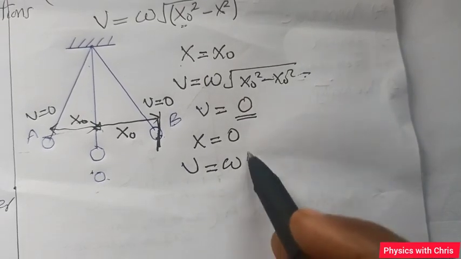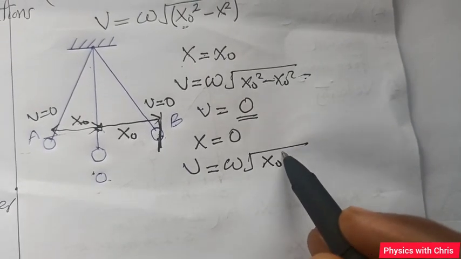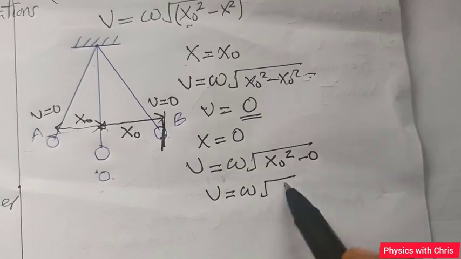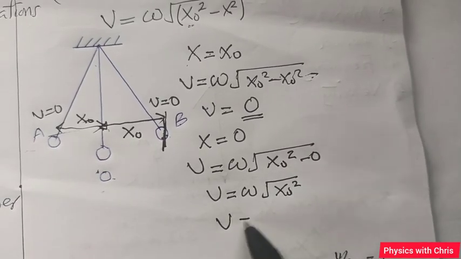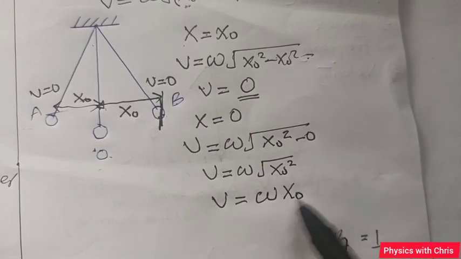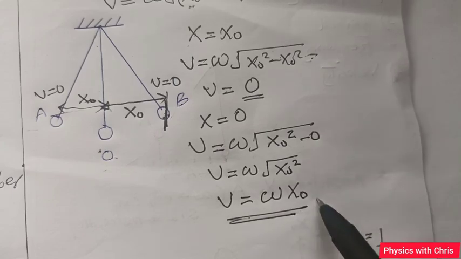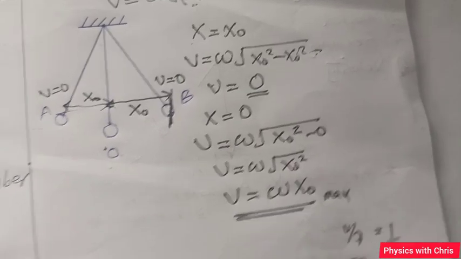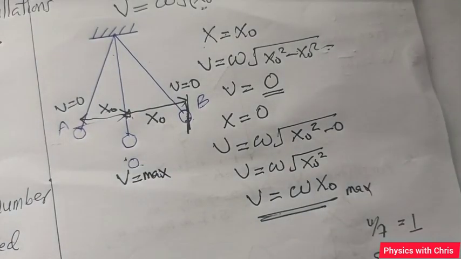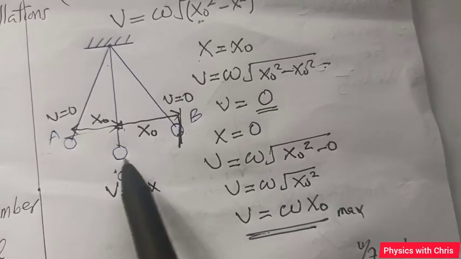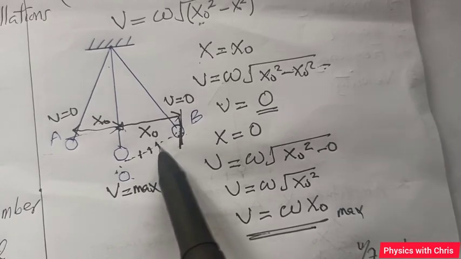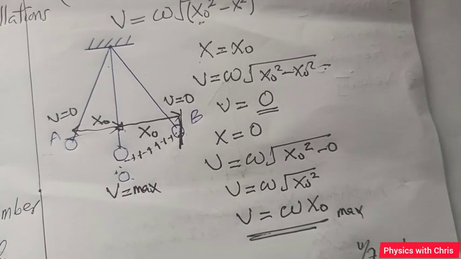It is omega multiplied by the square root of x naught squared minus 0, which gives me v equal to omega times the square root of x naught squared. The square root of x naught squared is x naught, so my velocity becomes omega times x naught. Okay, and that is the maximum velocity, and that takes place at the center of oscillation. Velocity is what? Maximum. So which means that at any other instantaneous position between point O and point B, the bulb can be at any of these points I marked here.